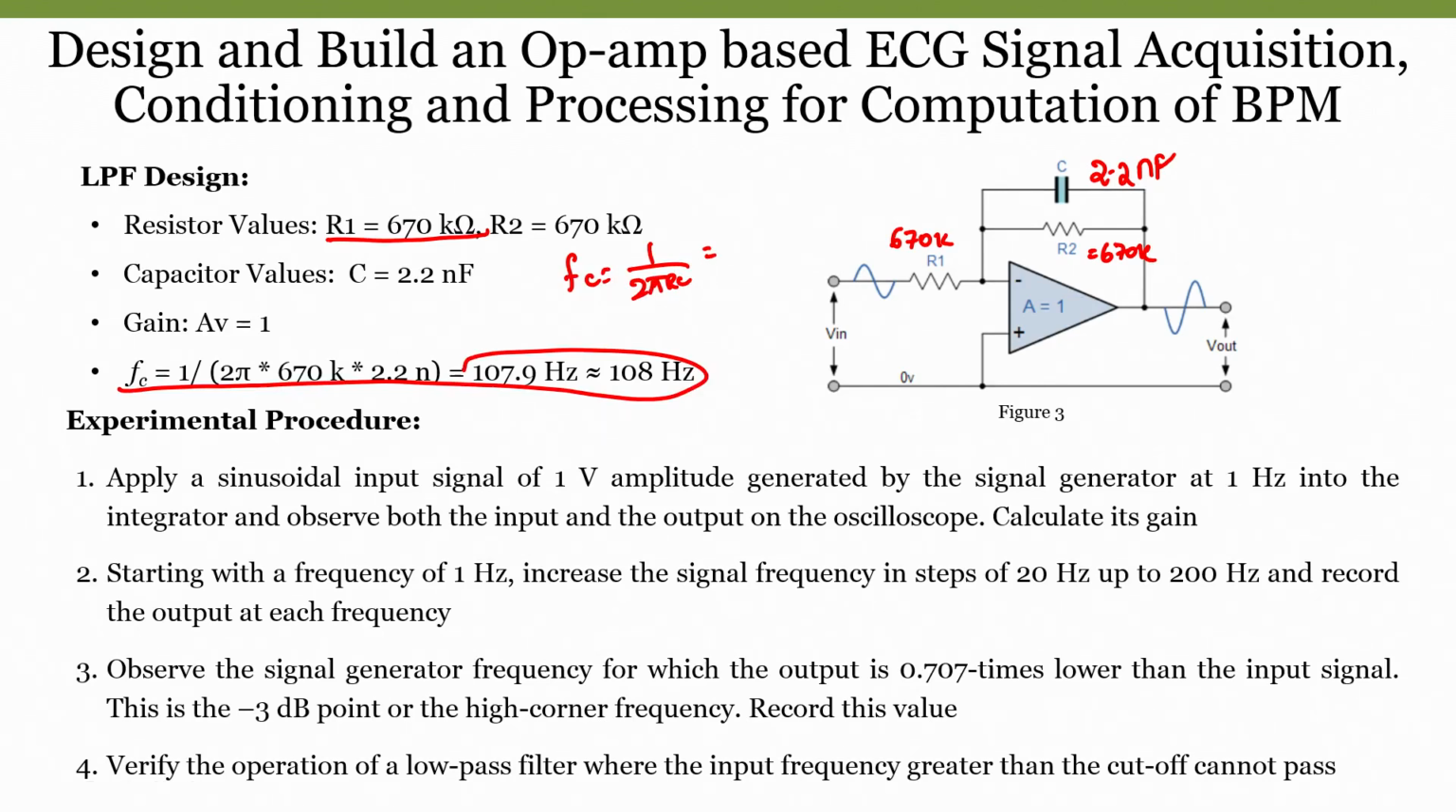If I take 2 nanofarads, it will be even 120 hertz, or if I take a smaller value, it will be 100 hertz too. If I take a larger value of either resistance or capacitance, we can even achieve 100 hertz. So, considering the availability of resistors and capacitors, we are designing a first order low pass filter with a cutoff frequency of 108 hertz.